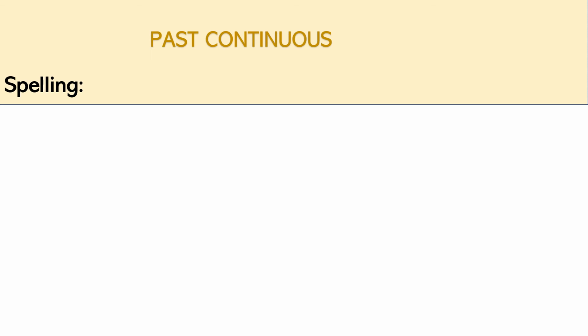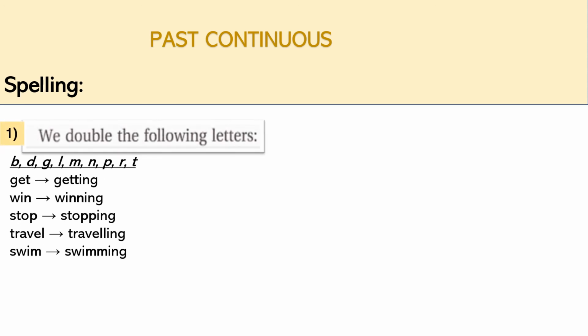Let's see what I've got here. We double the following letters: B, D, G, L, M, N, P, R, and T. So for example, get then becomes getting, so you will have 2 T. The same with winning, stopping, traveling, and swimming.